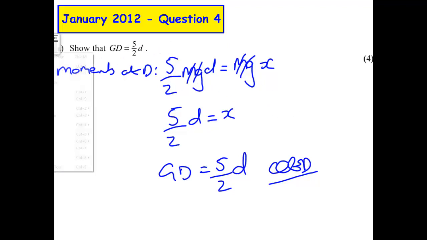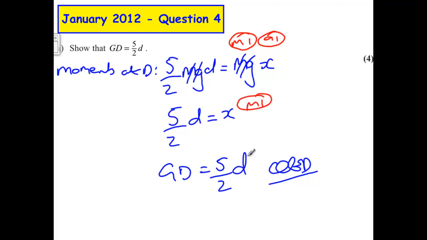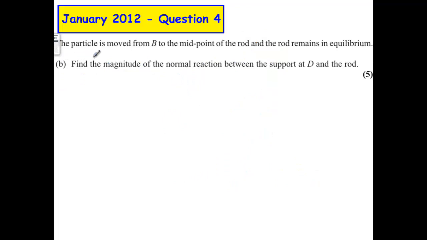Now, in terms of how the mark scheme allocates marks for this, obviously this is a 4-mark question. You would get 1 mark for taking moments at D, and that's a method mark. And if you did this perfectly correctly, you would get an accuracy mark. Now, knowing to cancel out those factors to find the value of x is a second method mark, and getting the correct answer is your final accuracy mark. So that's how the 4 marks are set aside for this part A of the question. Now, for part B, the particle is moved from the end B to the midpoint of the rod, and the rod remains in equilibrium.